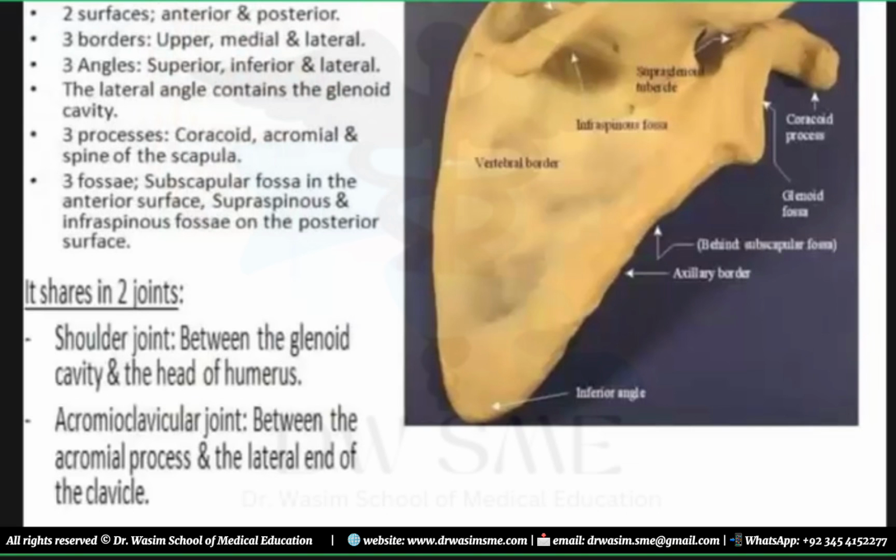Now, there are two important joints which are formed by the scapula. Number one, that is the shoulder joint, that is the articulation between the head of the humerus and the glenoid. The second is the articulation between the acromial end of the scapula and the lateral end of the clavicle, forming the acromioclavicular joint.